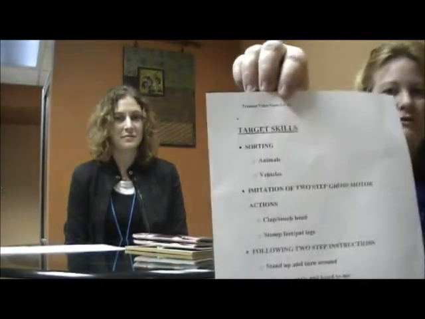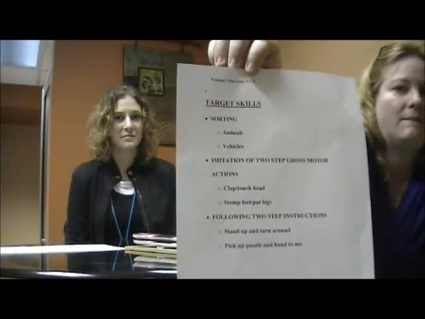The other thing I have a list of, since I've already done her skill assessment, is target skills. Kelly's target skills that she's working on today are sorting, imitation of 2-step gross motor actions, such as clapping hands and touching head, and following 2-step instructions. Again, same with the high probability skills, something like this would be posted behind the student. So as an instructor, I can quickly at any time look up and assess what I can pull into the session to keep her going.